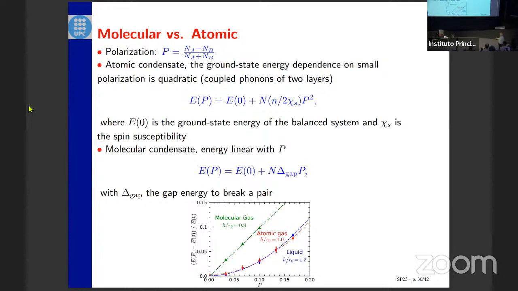The difference is that when you have an atomic system, the energy as a function of polarization grows quadratically with the polarization, and here the spin susceptibility appears. When you have a molecular condensate, as you have a bound state, the energy grows linearly with the polarization, and you can distinguish by calculating the energy. In a molecular gas, you have these dimers, and the energy grows linearly with the polarization. That's funny. But when you have a liquid or an atomic gas, you see this is quadratic, which is normal and what happens if you don't have dimers.